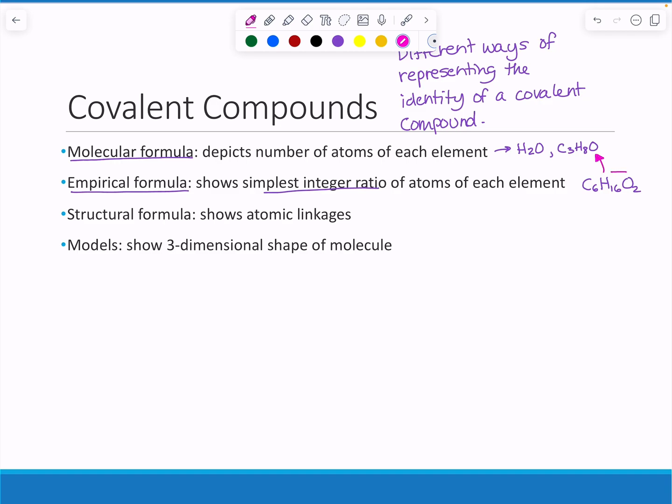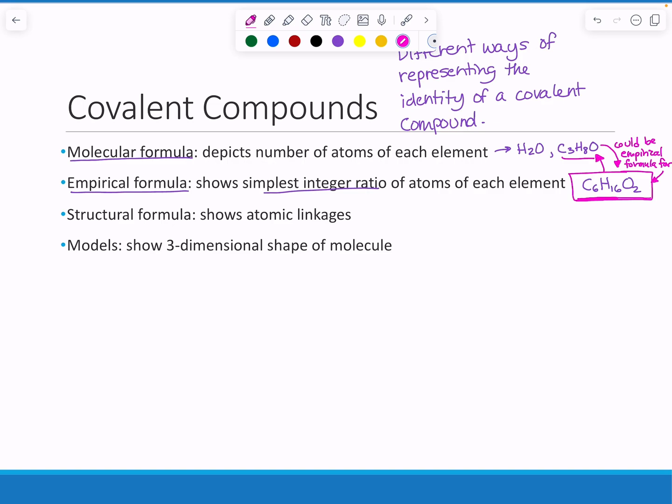So I could have a larger compound that has the same empirical formula. This right here could be the molecular formula for the molecule I showed on the previous slide, or it could be the empirical formula for this. Molecular formulas are sometimes a multiple of an empirical formula.